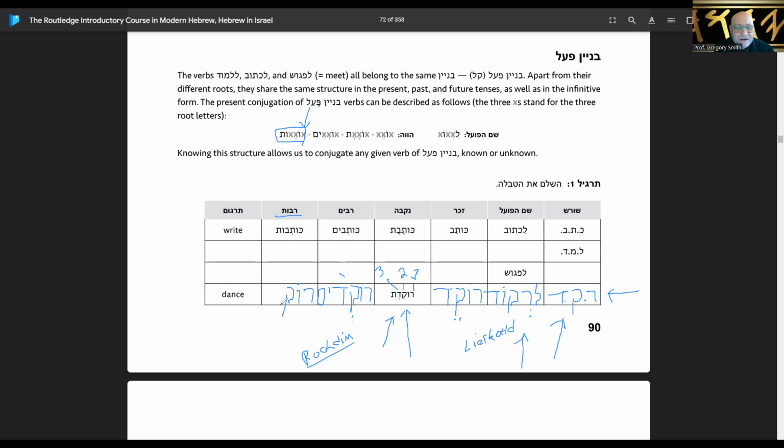And then we have the Dalet. And it's probably going to be Ot ending, right? Because that makes it feminine plural. So I think it's going to be Rokdot. So if you were to say, they all are dancing, you would say Hen Rokdot.